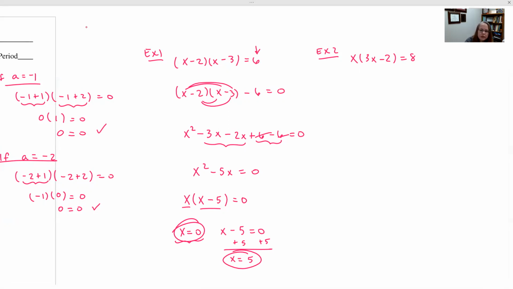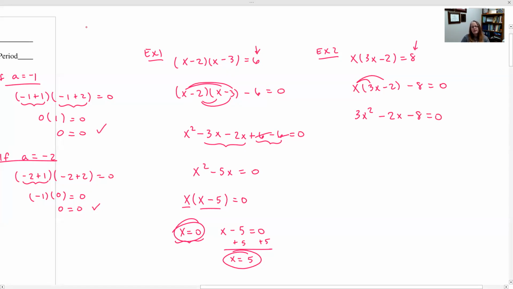Example 2. Again, I have a factor times a factor on one side of my equal sign, but I don't have the 0 over here on the right. So I need to subtract that 8 from both sides to get my 0 on one side. And now I've got to do the same thing that I did in example 1. I've got to simplify this because I can't do anything with it as it sits. So I've got to distribute that x to get 3x squared minus 2x minus 8.